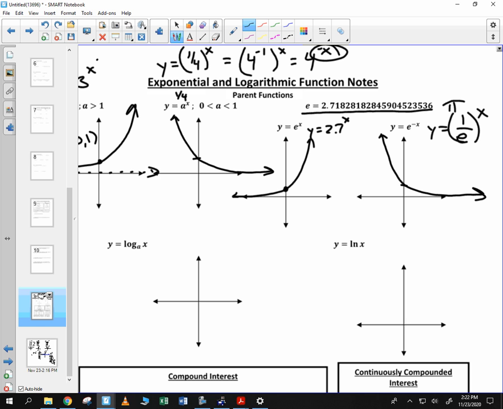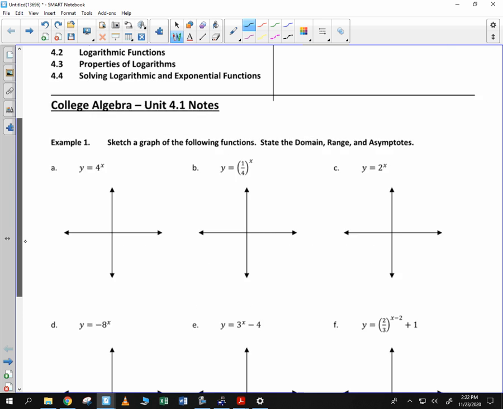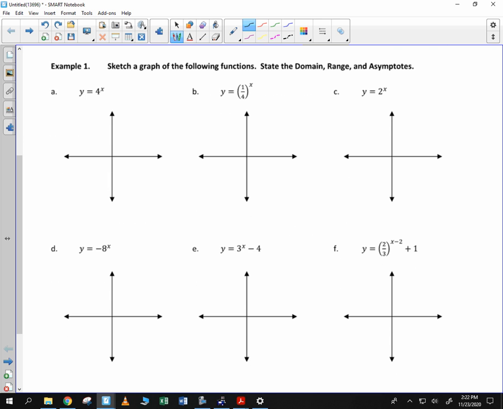So let's practice some of our graphs here. That's the last page of your notes. If you go to the front, it says sketch a graph of the following functions, state the domain, range, and asymptotes. Y is equal to 4 to the x. Because the base is greater than 1, it's going to have this shape. The asymptote is y equals 0. The domain is all real numbers, and the range is going to be from 0 to infinity. We do not include 0. 1/4 is going to look very similar. It's just going to do this.